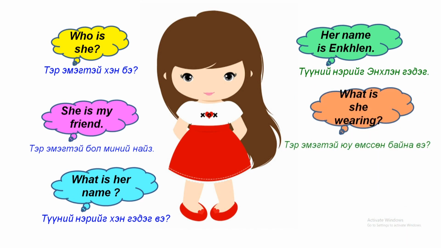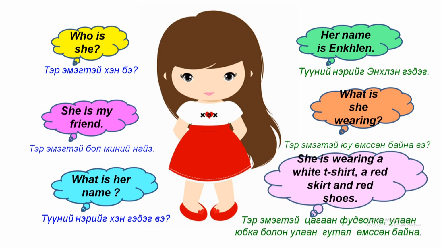What is she wearing? She is wearing a white t-shirt, a red skirt, and red shoes. Okay, she is wearing a white t-shirt, a red skirt, and red shoes.